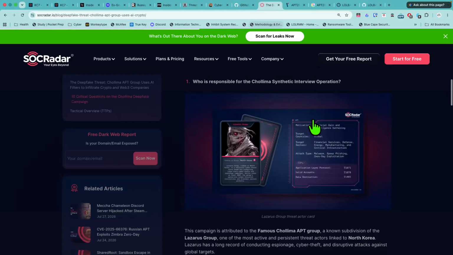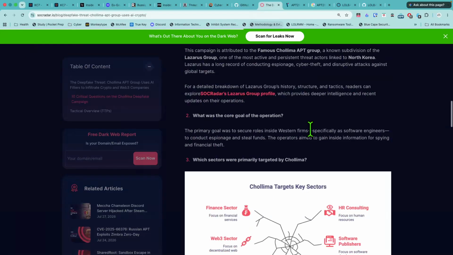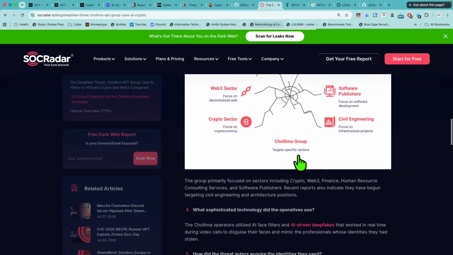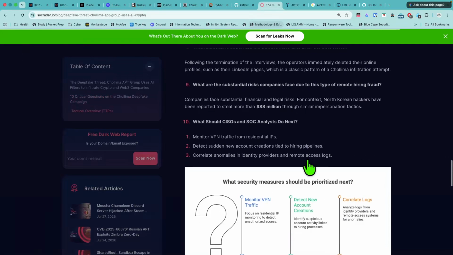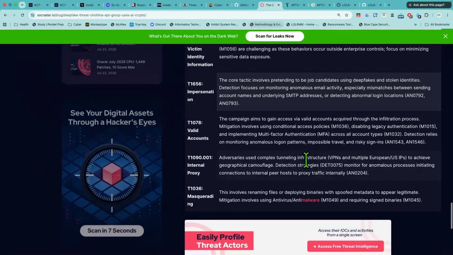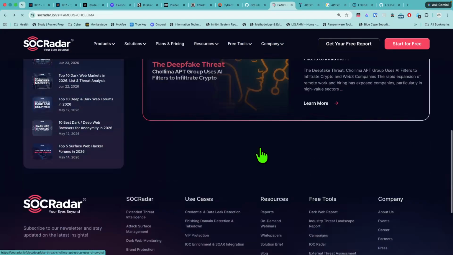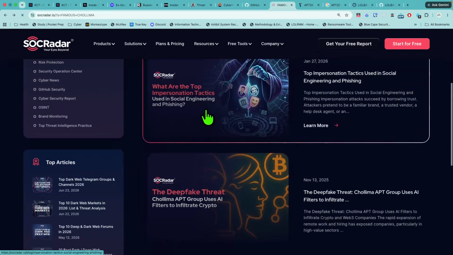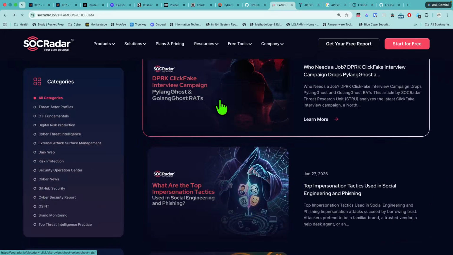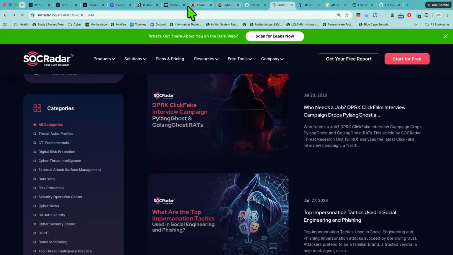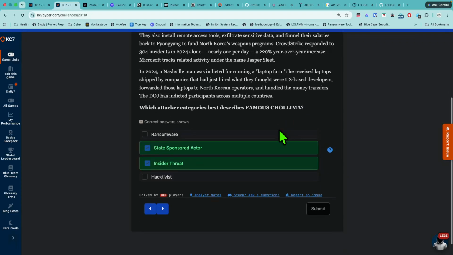And here is the threat actor group for Lazarus group. And the Cholima group targets specific actors. Much more. Really helpful, beneficial information. Nice. Alright, so if I go back, I believe, yeah, Cholima, impersonation tactics, and who needs a job. There we go. And that helps you better understand what famous Cholima is. Nice. State-sponsored actor and insider threat. Cool.